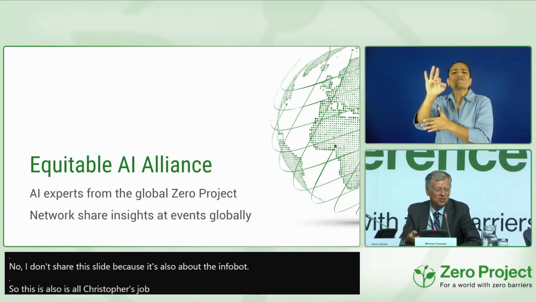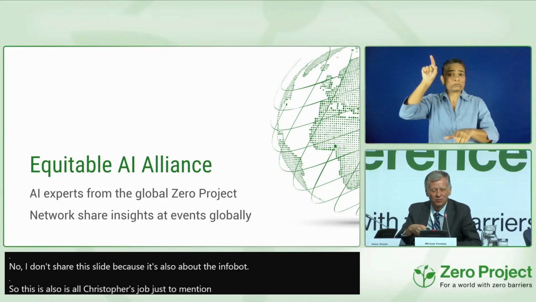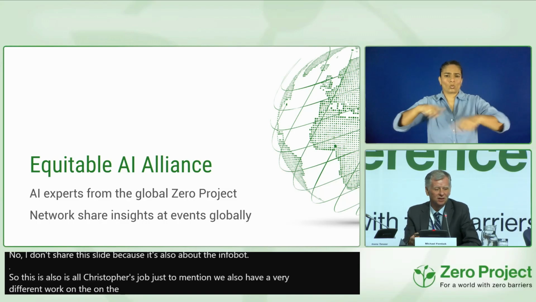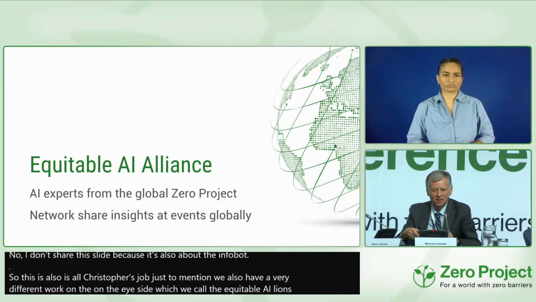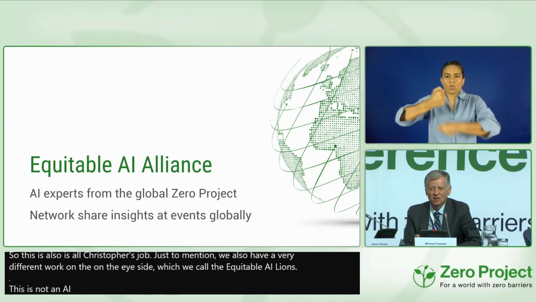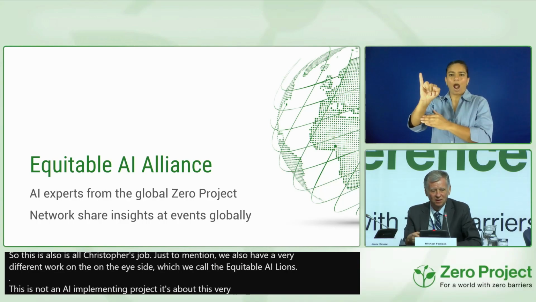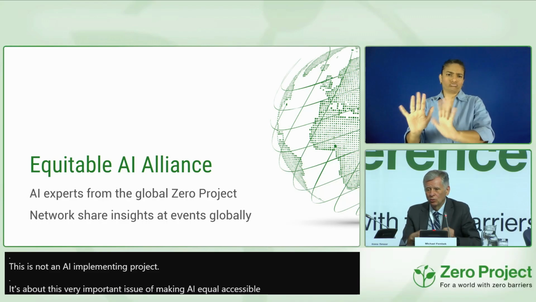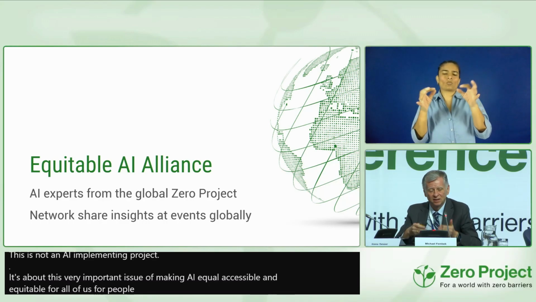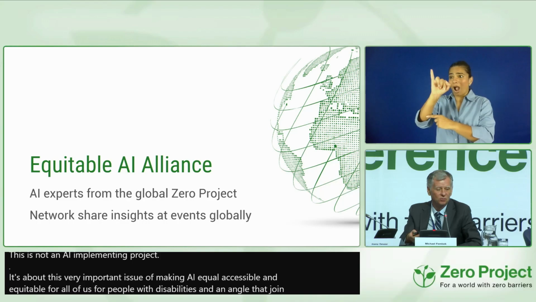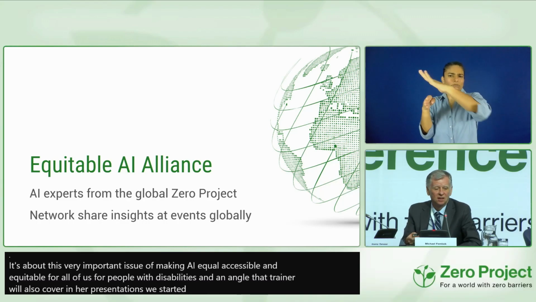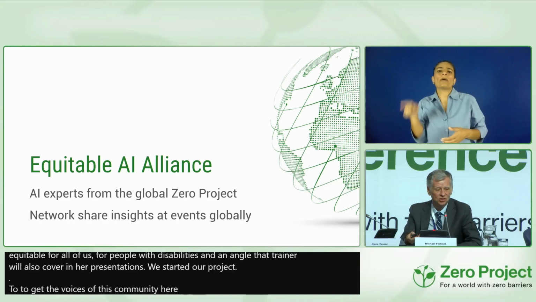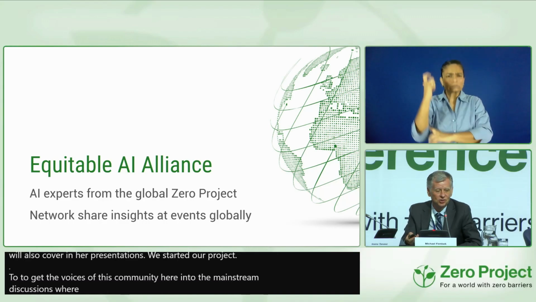Just to mention, we also have a very different work on the AI side, which we call the Equitable AI Alliance. This is not an AI implementing project. It's about this very important issue of making AI equal, accessible, and equitable for all of us, for people with disabilities, an angle that Ioana will also cover in her presentations. We started our own projects to get the voices of this community into the mainstream discussions where the real decisions on AI are made.